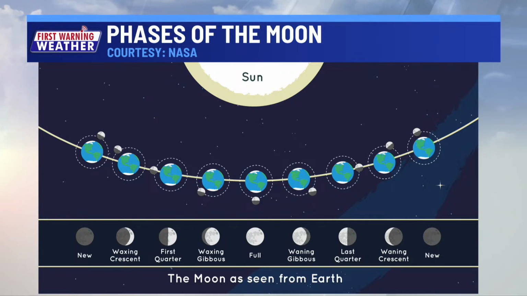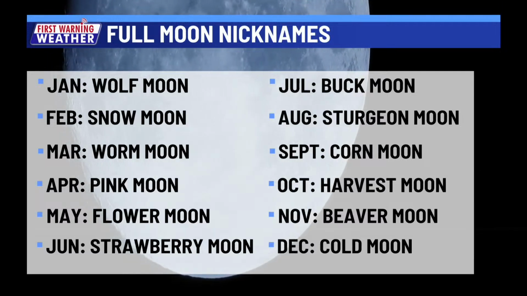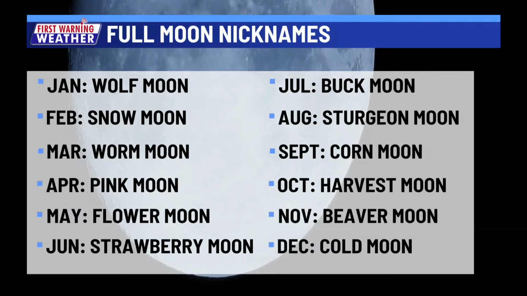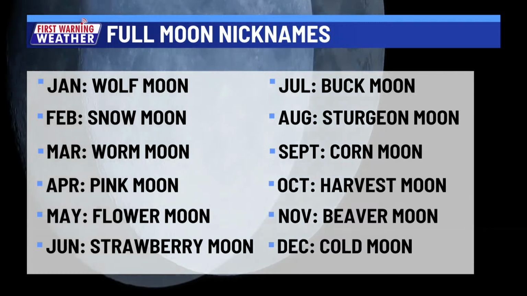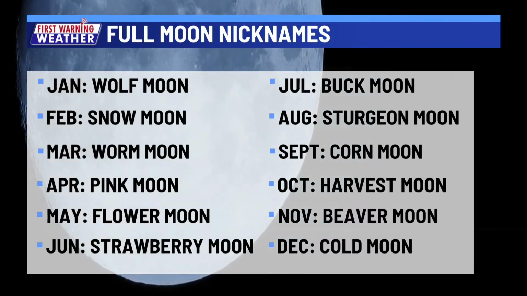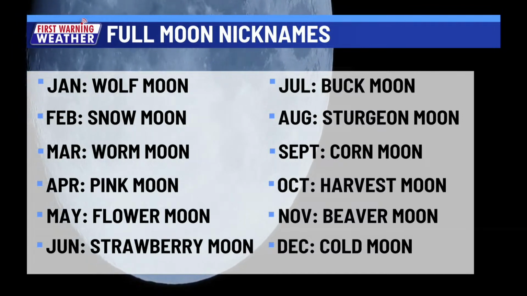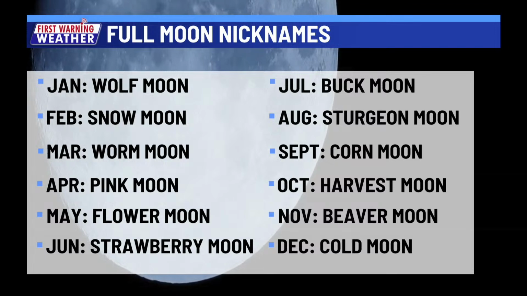With that 29 and a half day cycle, that typically lines up to about one full moon each month. And it gets us to these fun names given to the full moons of each month. This is based on Native American history and culture, where they would use the moon as a way to track the seasons and what they needed to do to stay ahead of potential incoming weather. I've listed all 12 here, starting with the January full moon being nicknamed the wolf moon.